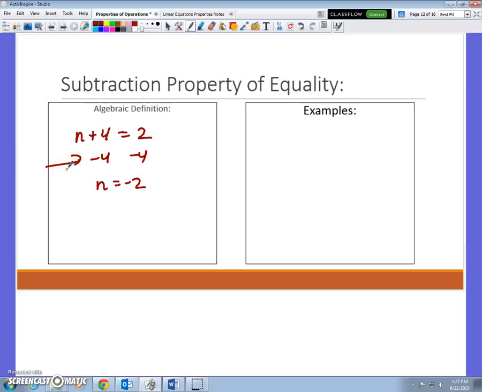And in the algebraic definition, they want more algebra involved with no numbers, but that's fine. We can leave it. Z plus 7 equals negative 2. When I subtract from both sides of my equal sign when I'm solving, then that's called the subtraction property of equality.